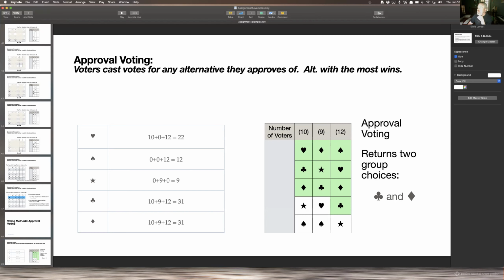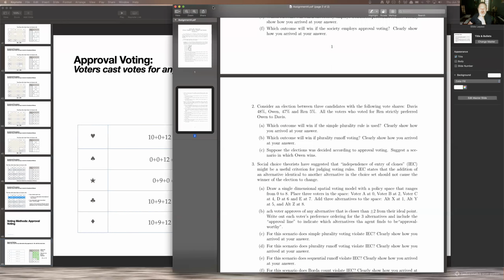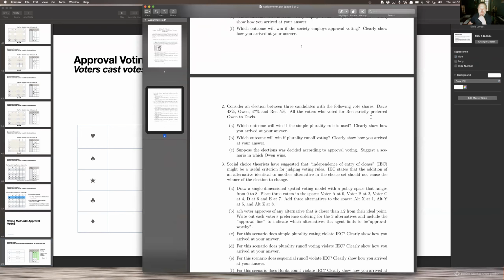Number 2 is on the homework. Consider an election between 3 candidates with the following vote shares: Davis, Owen, and Wren. Those are our neighbors in California. All the voters who voted for Wren strictly preferred Owen to Davis. Which outcome will win if simple plurality is ruled? So this is basically you using these vote shares just to run these. All right, so it's very similar to this, except instead of getting the numbers, you have to do it based on the vote shares. All right, and I think that's pretty straightforward.